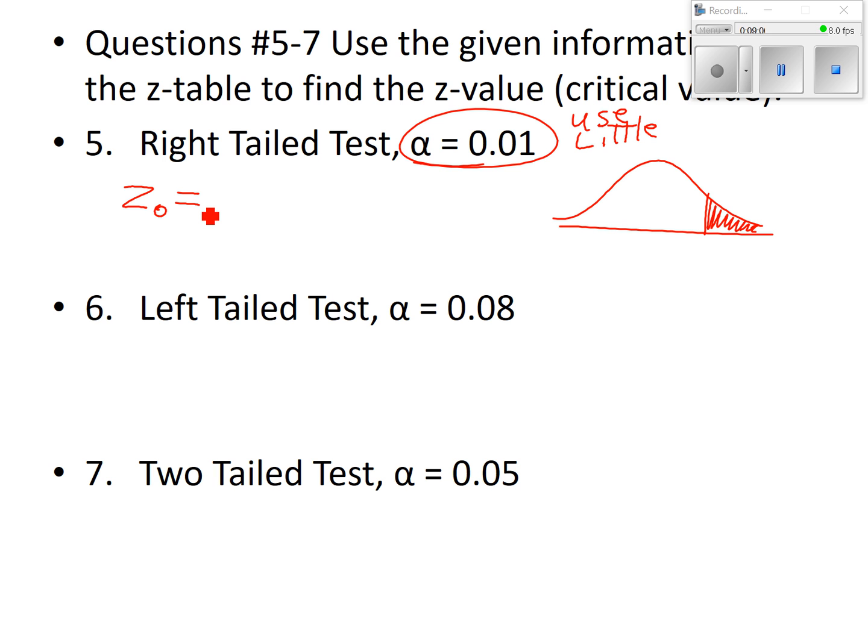So we go to 0.01, and we want right-tailed, and what is it? 2.33. That's our critical value. That would be that number right there. Then when we test, we can say, okay, is it on this side of 2.33 or on the right side of 2.33?